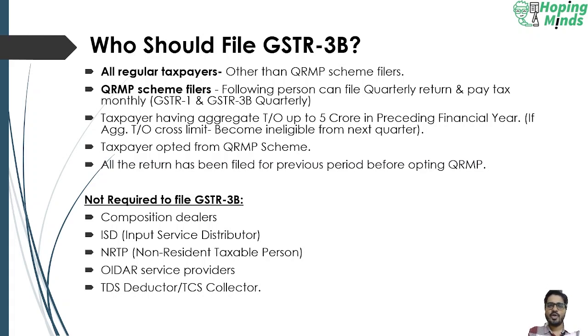So who can opt for QRMP? Those taxpayers whose turnover in the preceding financial year has not exceeded rupees 5 crores. This we have already covered in our previous module. So if the aggregate turnover during the ongoing financial year crosses the 5 crore threshold, then from the next quarter he shall be ineligible to opt for QRMP scheme.